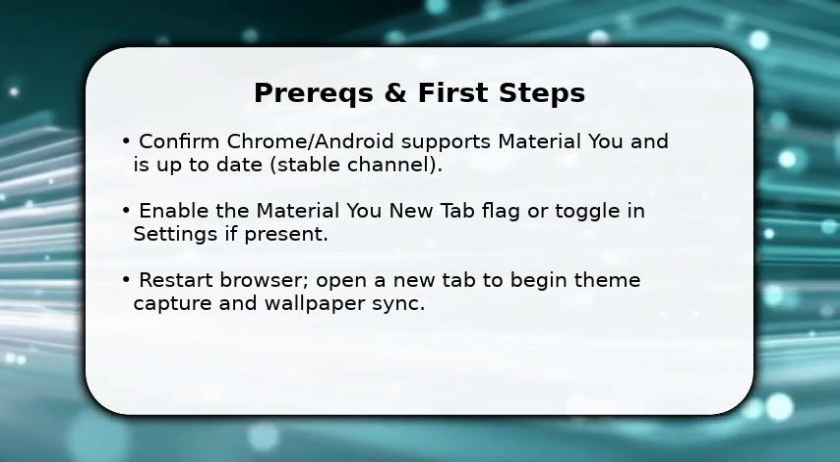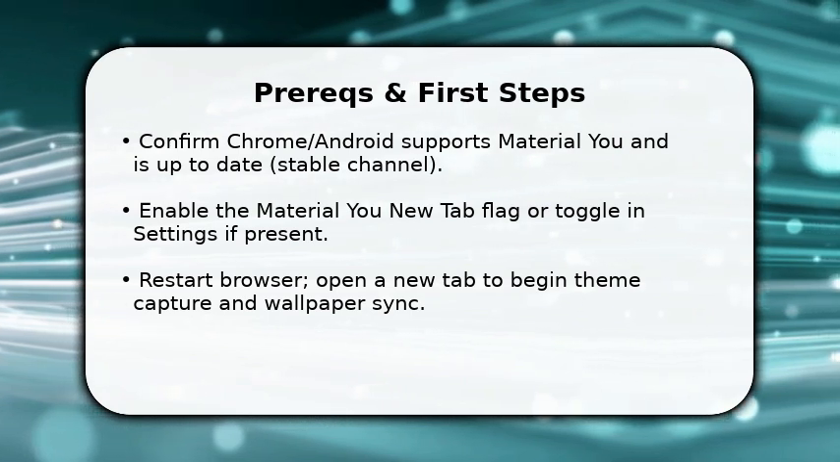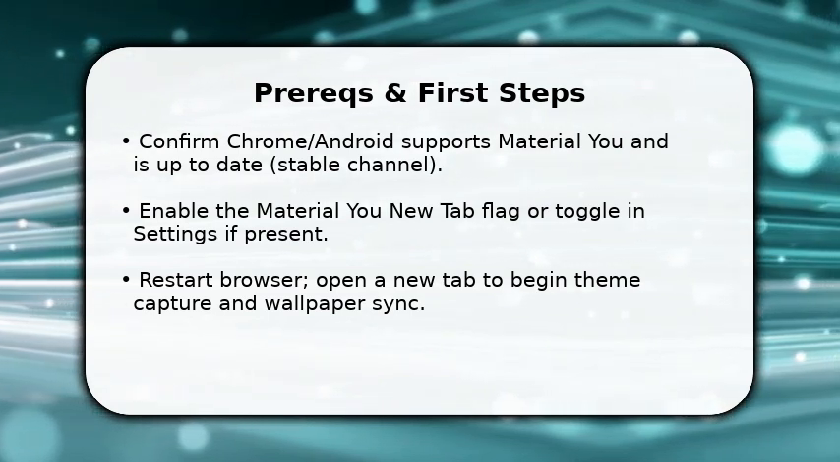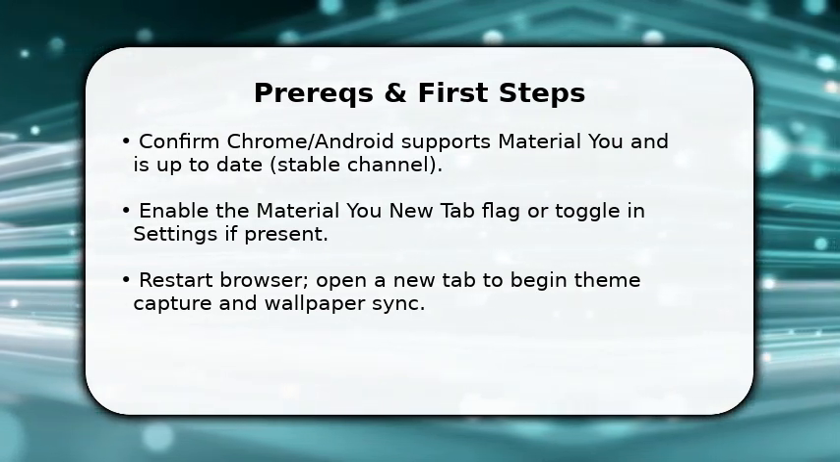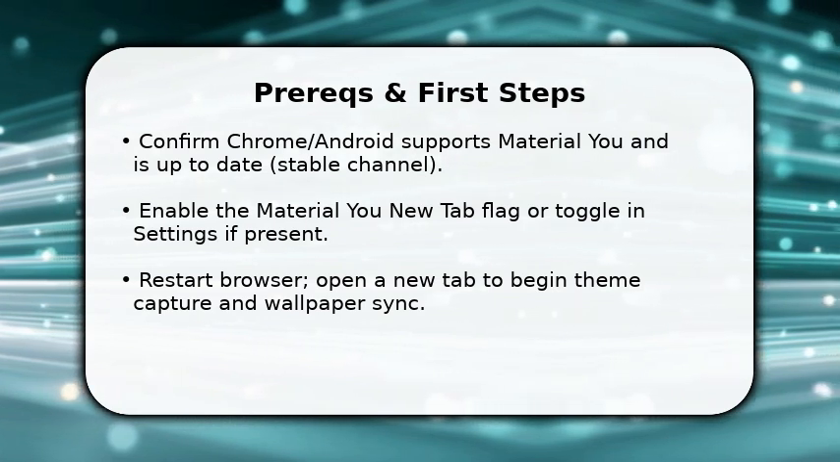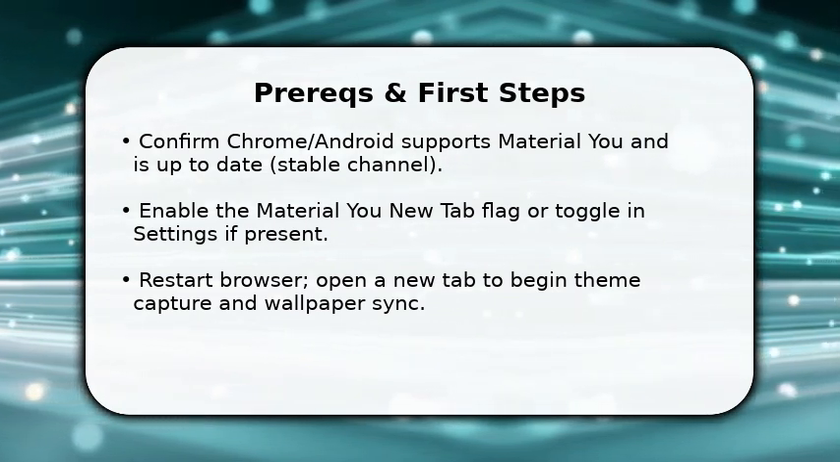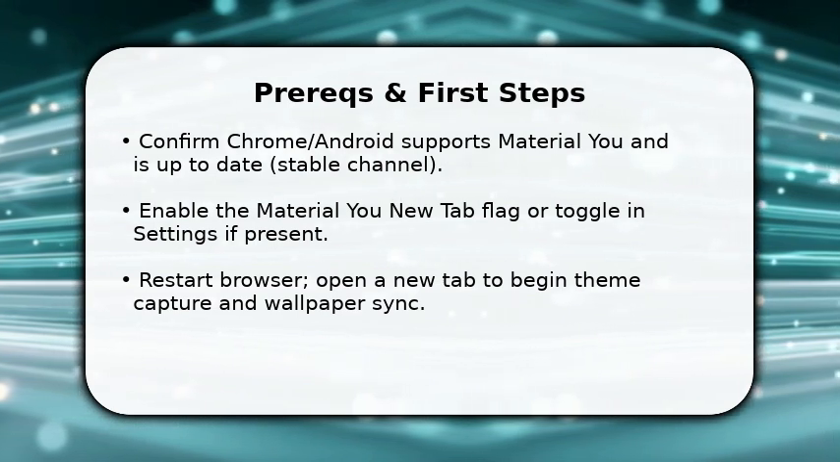Then restart the browser. Don't skip this step, and open a new tab. You will see the initial color extraction begin from your wallpaper or system theme. If extraction doesn't run automatically, proceed to manually trigger the theme sync in the next step.